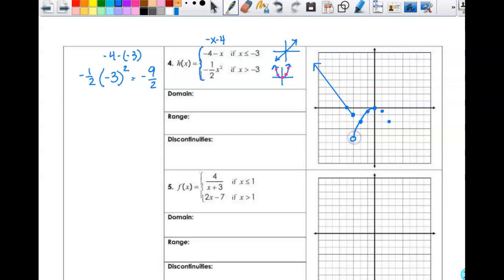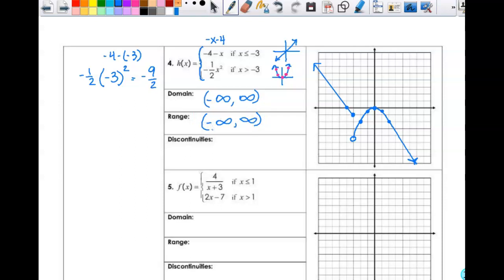This stops right there. This keeps on going. Okay. So my domain here, I go from negative infinity to... Okay, I don't have a break in my domain here, and I keep going, so it's negative infinity to infinity. My range, go from negative infinity. This y value doesn't include here, but it is taken care of over here, so I'm good. So I keep going. There's no break in my range, so it's negative infinity to infinity.